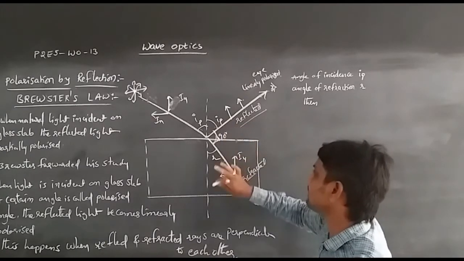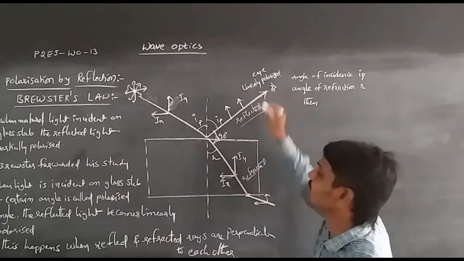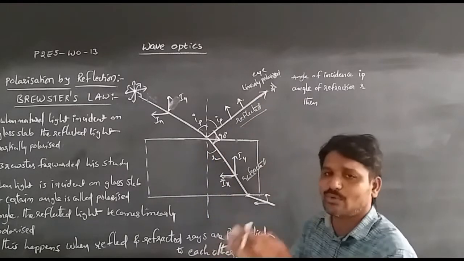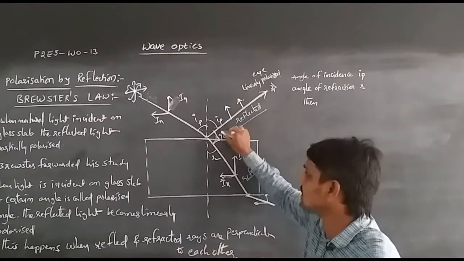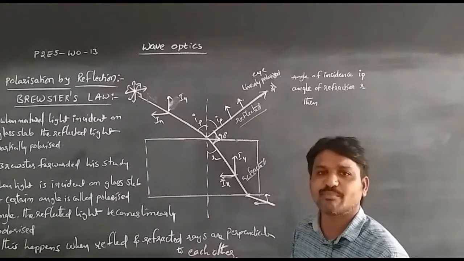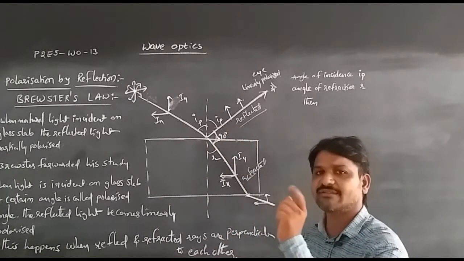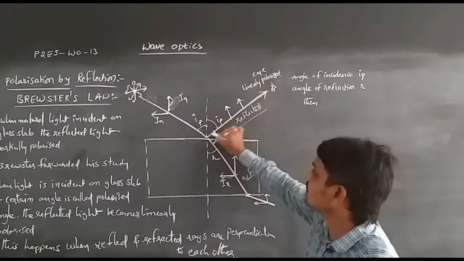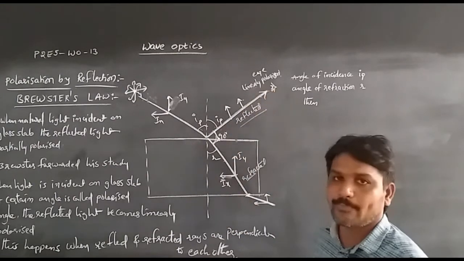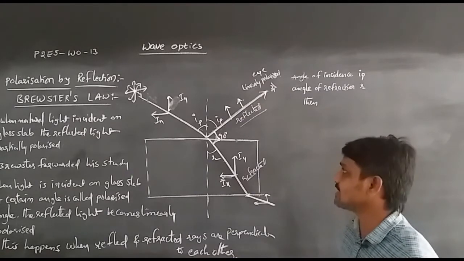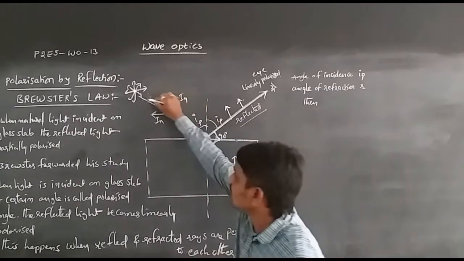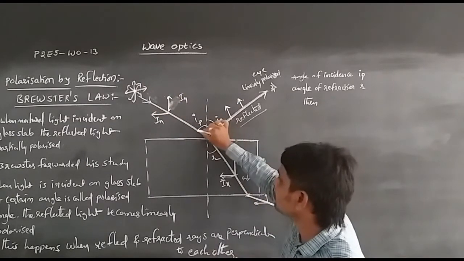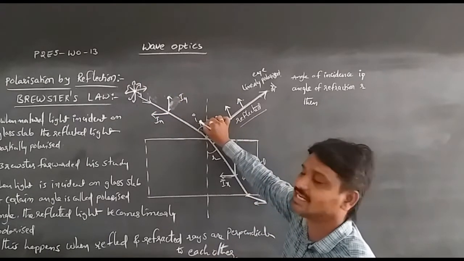This happens only when the reflected ray is totally linearly polarized, that is, when the reflected and refracted rays are perpendicular to each other. Then only the reflected ray is linearly polarized. Here, unpolarized light is incident on the glass slab, making the incident angle IP.